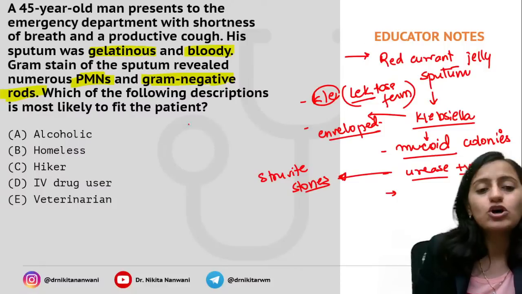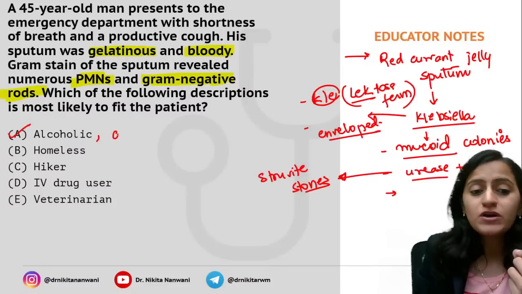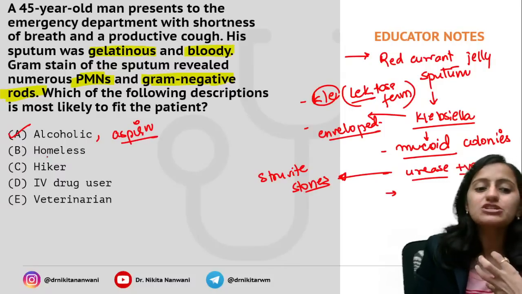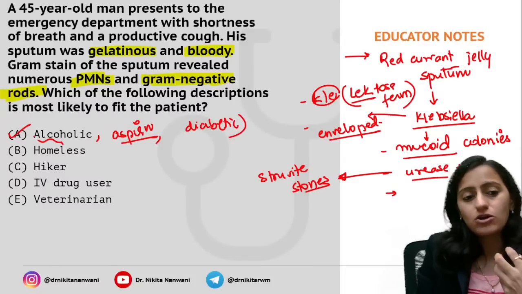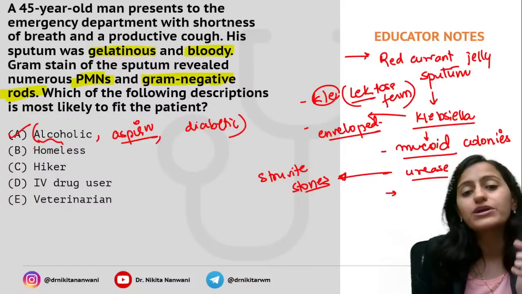Okay. So Klebsiella pneumonia is basically seen in alcoholics or due to aspiration. Alcoholic patients may get it, diabetic patients may, it is very common. So in alcoholics and diabetics with aspiration, Klebsiella pneumonia is common.